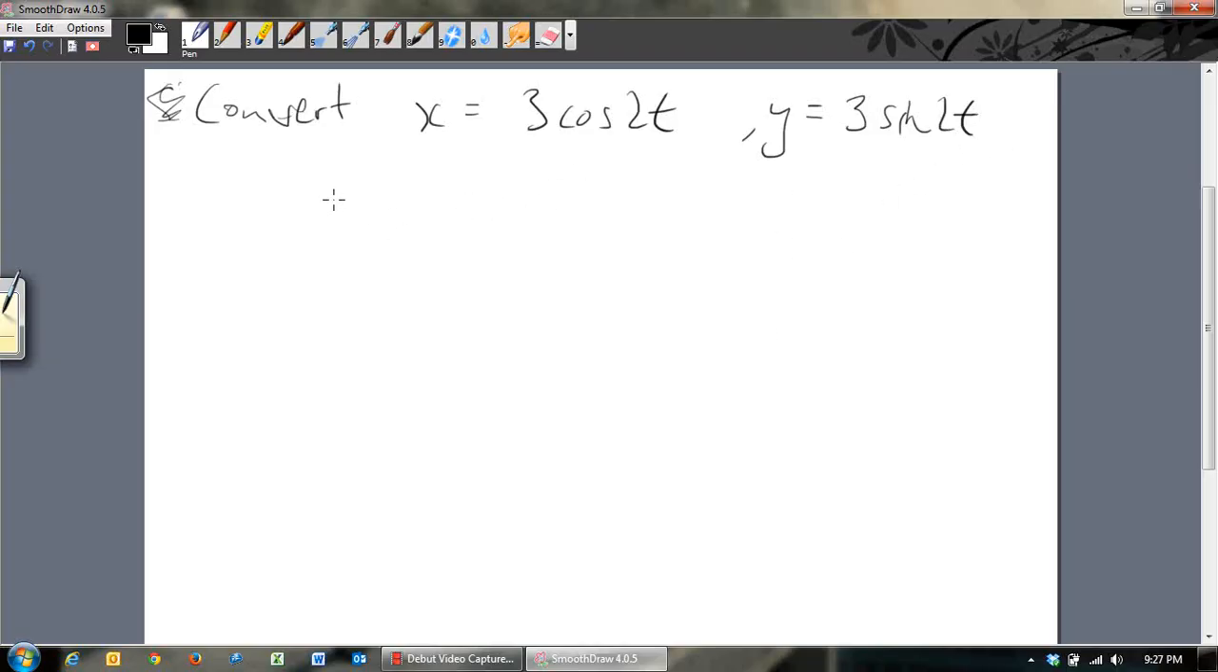So let's have a look at this. What we can do is, if we can get cos 2t by itself, then x over 3 is equal to cos 2t. Got that? And also y on 3 is equal to sine 2t.